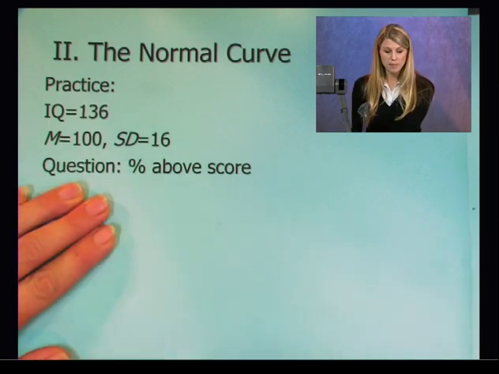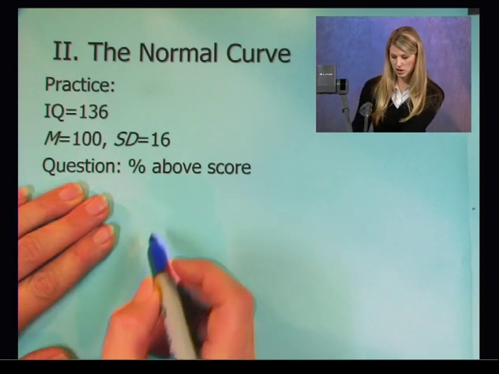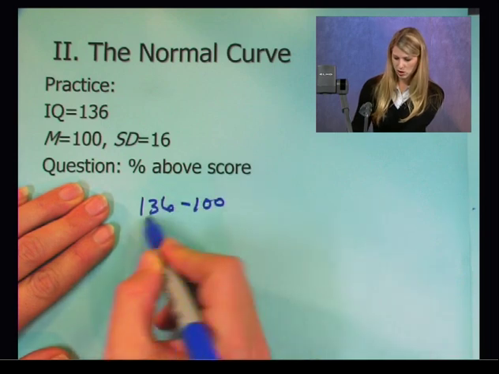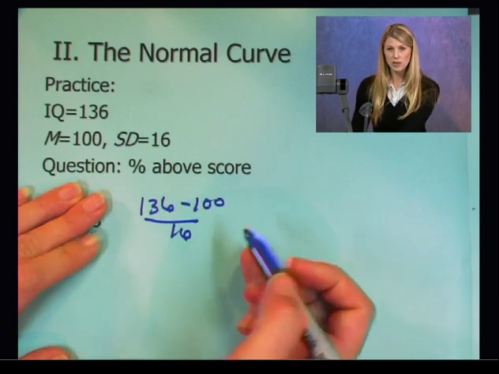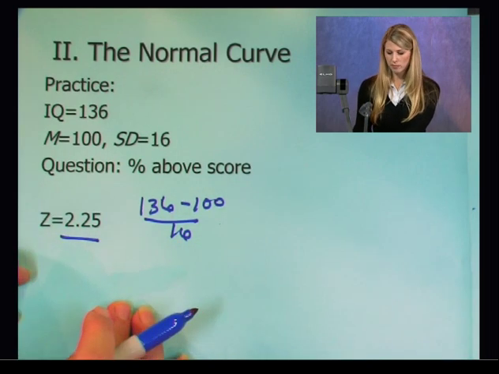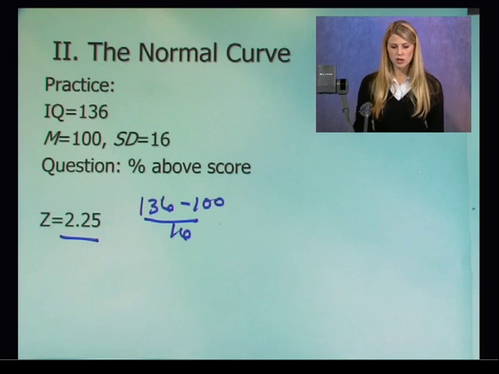The first step, if you remember, is convert this to a z-score. So you remember converting it to a z-score, 136, the score minus the mean, 100, divided by 16, and you end up with a z-score of 2.25. Okay, so that's your first step. Convert it to a z-score.